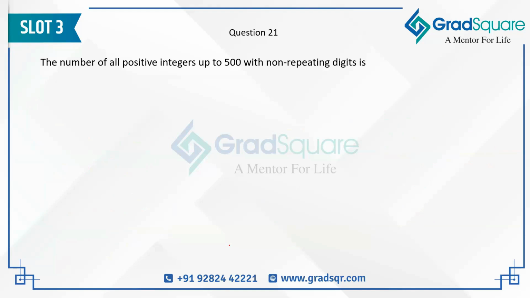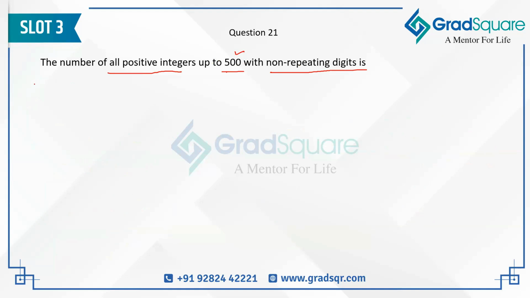The number of all positive integers up to 500 with non-repeating digits. Now, all positive integers is what they're talking about. So if I have to go all the way from 1 to 500, there will be single digit numbers also, there will be two digit numbers also, there will be three digit numbers also, right?